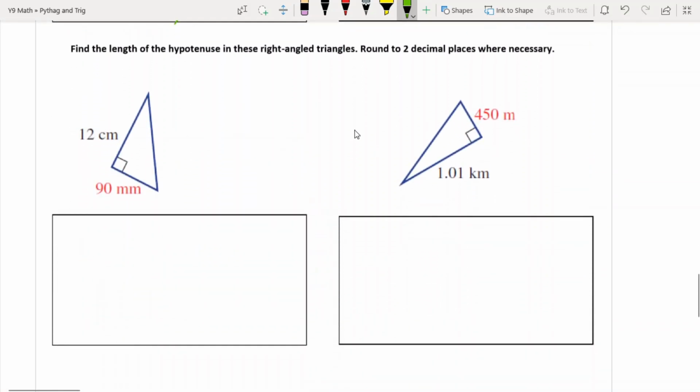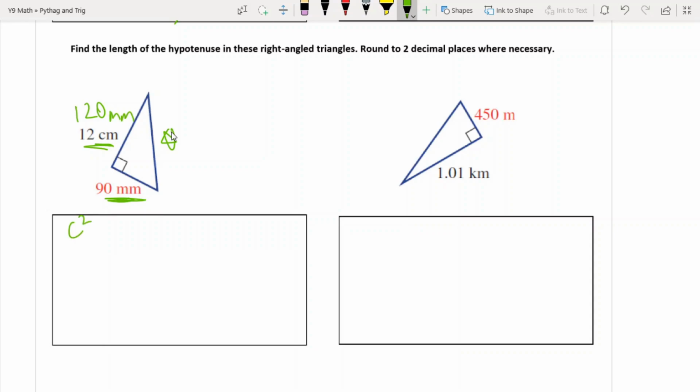Alright, moving on. These are just a couple of the more difficult questions in your textbook. So the first step in this question is to identify the hypotenuse, which is this side here. The next will be to change these units because they're different. We need to make them the same. For this question, I will change the centimeters into millimeters, and that will become 120 millimeters. This is because there is 10 millimeters for each centimeter, and that means we just multiply the centimeters by 10.